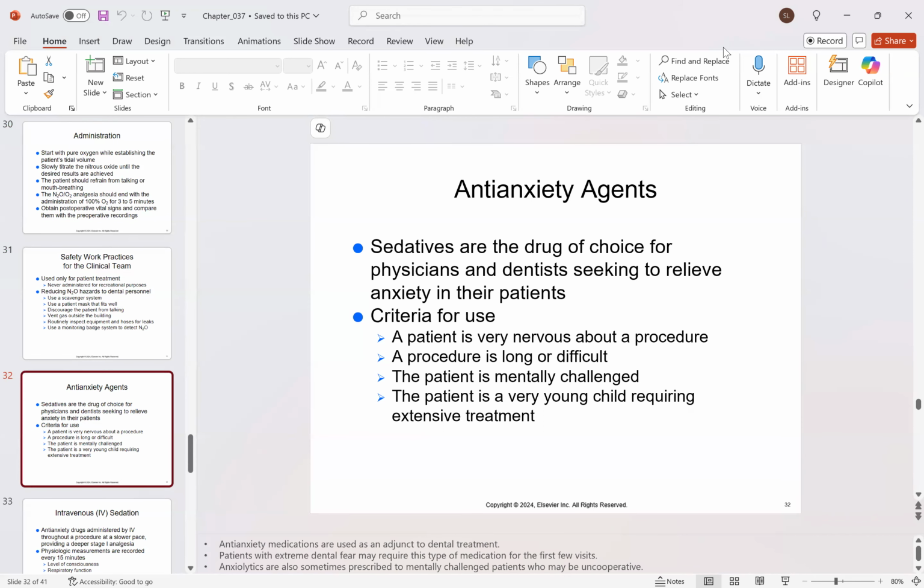Next, we'll talk about anti-anxiety agents. These are sedatives. They're the drug of choice for physicians and dentists who are seeking to relieve anxiety in their patients. So we would use this when a patient is very nervous, a procedure is long or difficult, the patient is mentally challenged, or the patient is very young and requires extensive treatment.